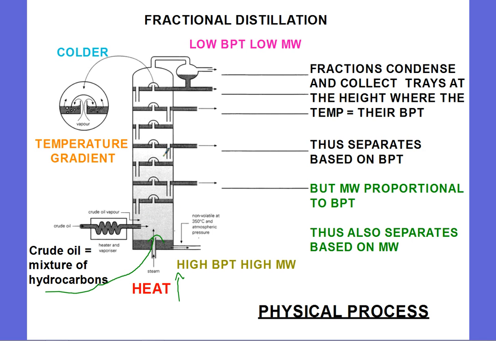rise up the column. But because there's a temperature gradient, that means the fractions will rise up to a point at which the temperature of the tower matches their boiling point, and thus they condense where their temperature matches their boiling points. Therefore the fractional distillation separates them based on their boiling point. But because for hydrocarbons the molecular weight is proportional to boiling point, it also separates them based on their molecular weights. And what you get is high boiling point, high molecular weight compounds coming out the bottom of the tower, and low boiling point or low molecular weight hydrocarbons coming out the top of the tower.